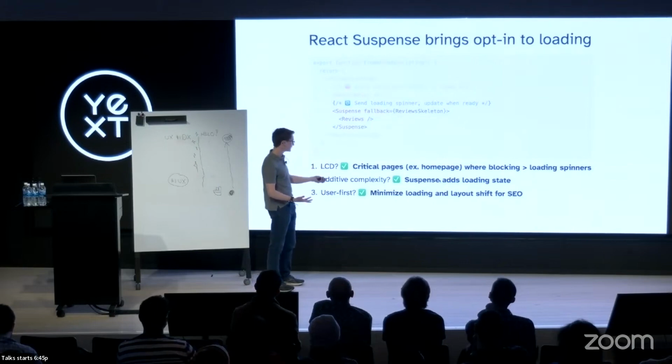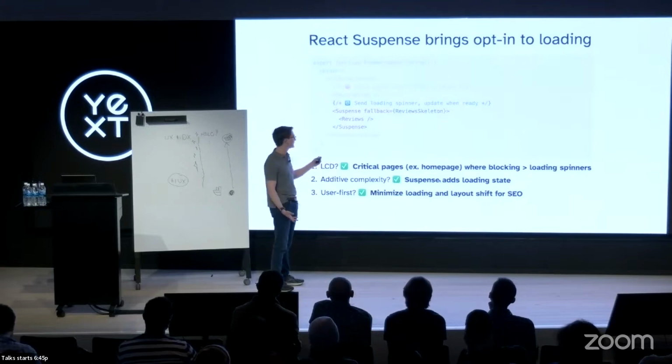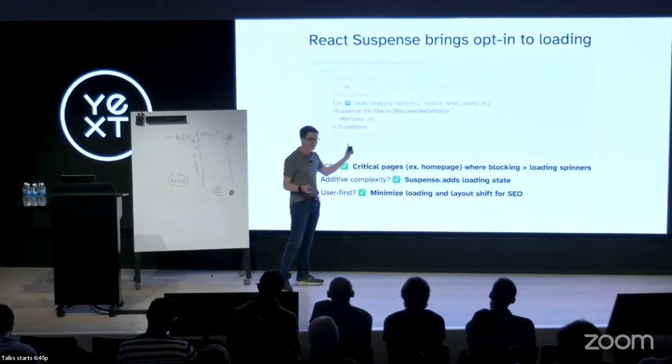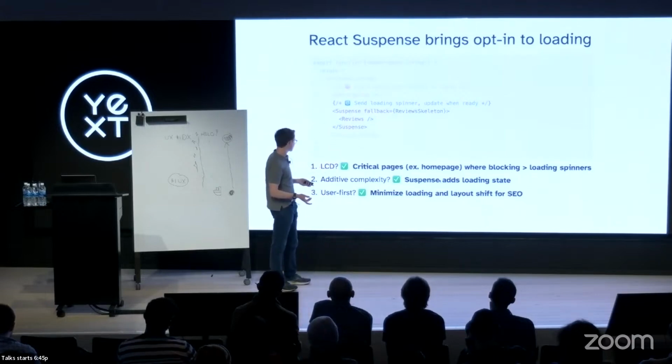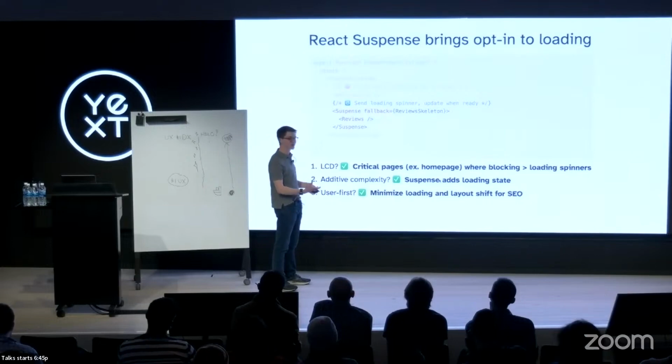And it's additive, where the least complex option is block and load, but the more complex option is dealing with fallbacks. And that's something that is behind the suspense boundary, as it's called here. And it is, of course, user first for similar reasons. We're minimizing the loading and all of the client-side JS that we're shipping to your browser.